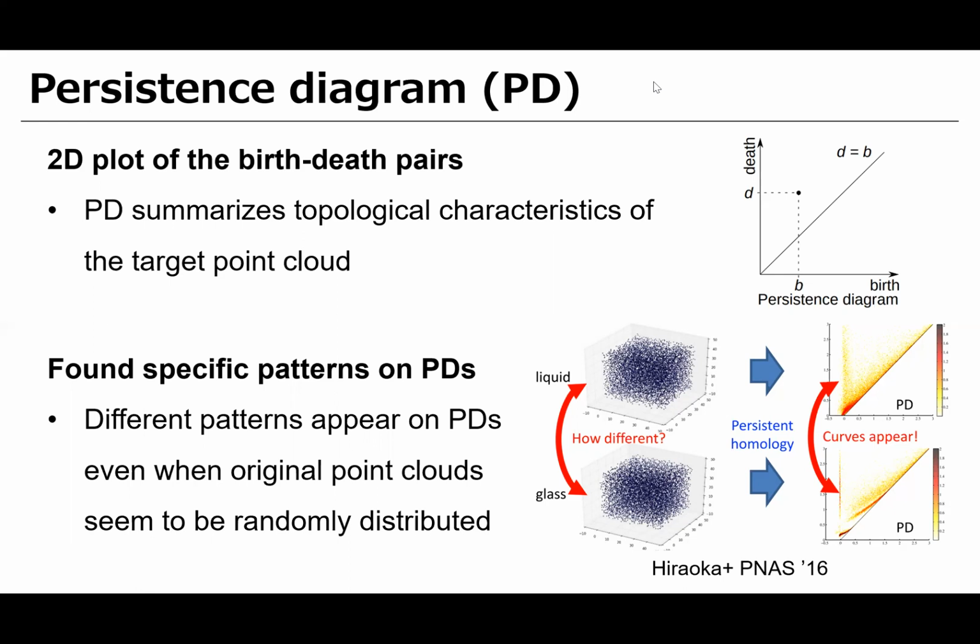Molecular distributions of liquid and gas seem to be randomly distributed, as shown in this figure, and it is difficult to distinguish them from the distribution directly. However, specific patterns can be found on their persistence diagrams. These results show that persistent homology enables us to extract characteristic topological features from patterns, even though they seem to be random.